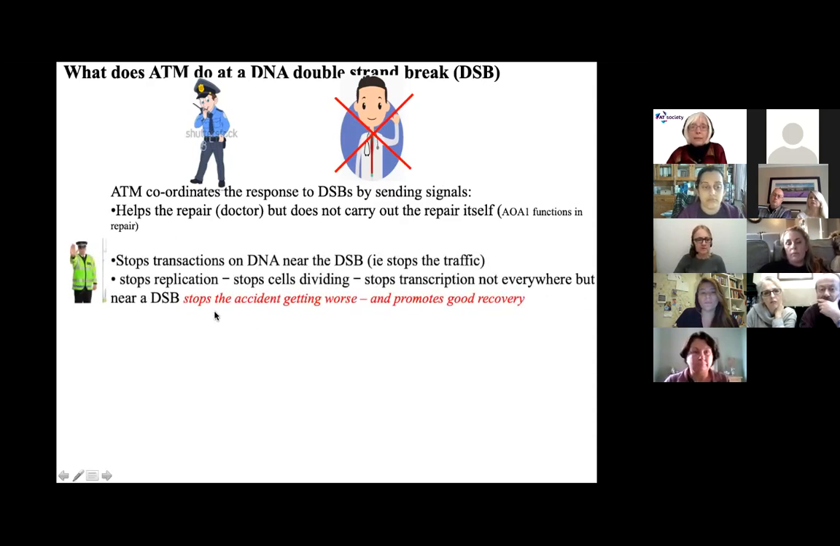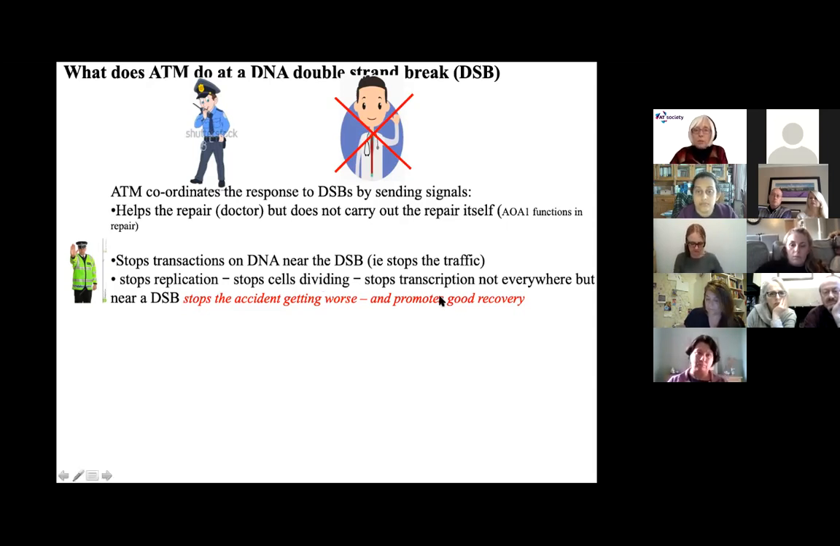What these signals can do is stop some of the transactions on the DNA, particularly sometimes near the double strand break. It's like there's a major accident and it's saying, stop, don't crash into that accident and make the whole thing worse. It will stop replication. It stops cells dividing. And I've explained to you how those are bad news if you've got a break in the cell.